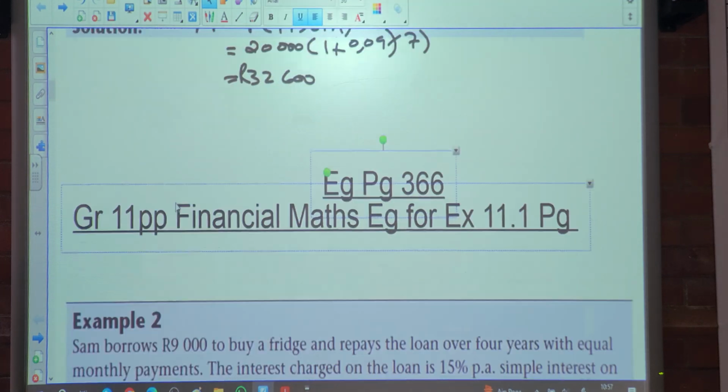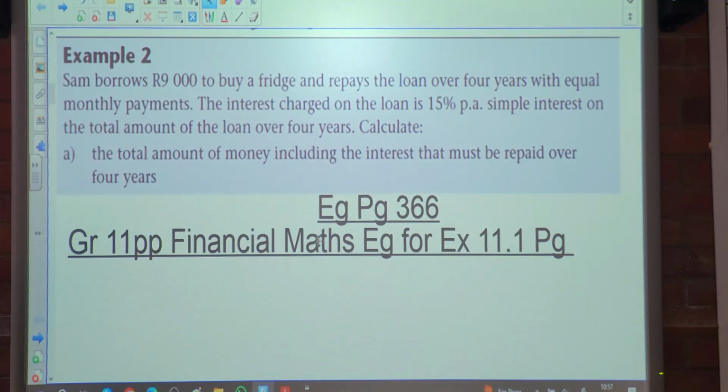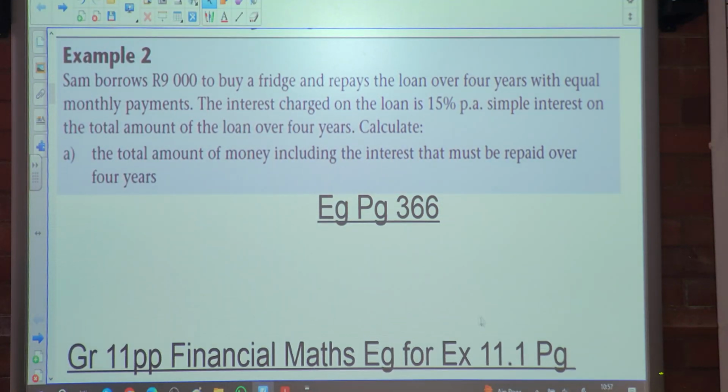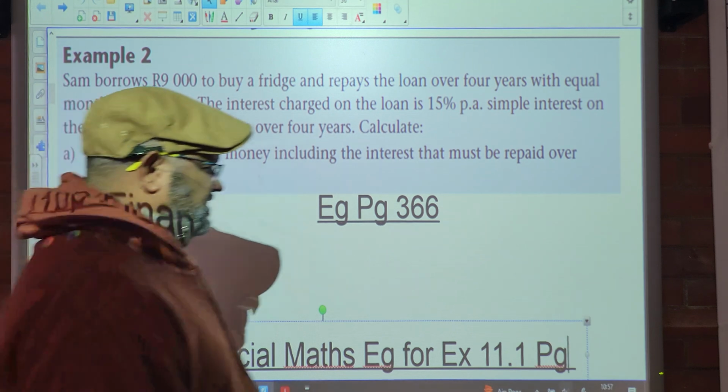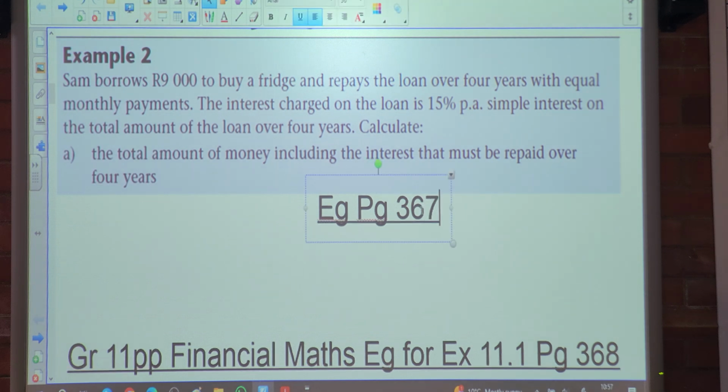Let's look at the next example. This is example 2, is it on the same page? No, sir, 367. However, the exercise 11.1 is on page 369.